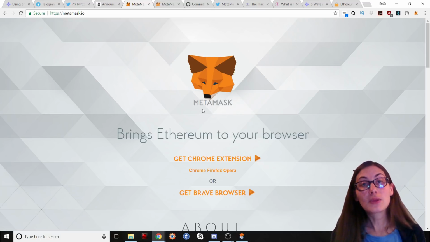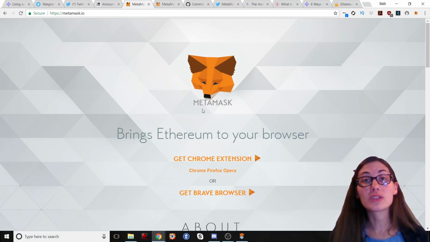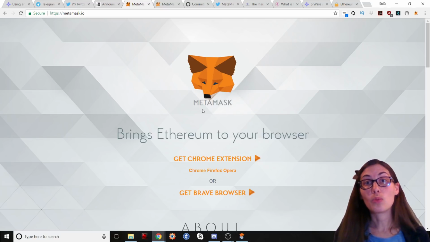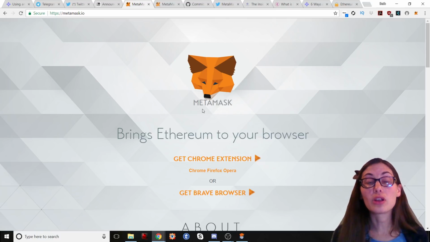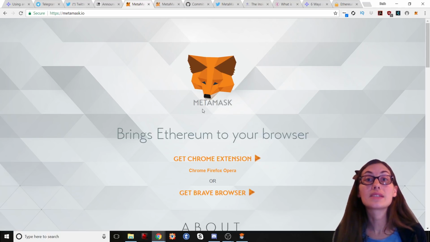So I just wanted to take a few minutes and talk about what MetaMask is and then go over some of the security risks with using an in-browser Ethereum wallet. So MetaMask is one, Parity, which I've never used, is another in-browser wallet. So there are just some security concerns if you are considering using an in-browser wallet.